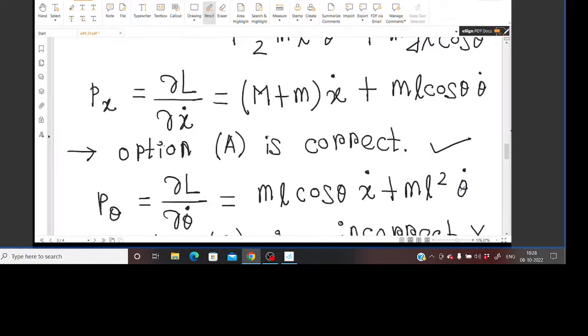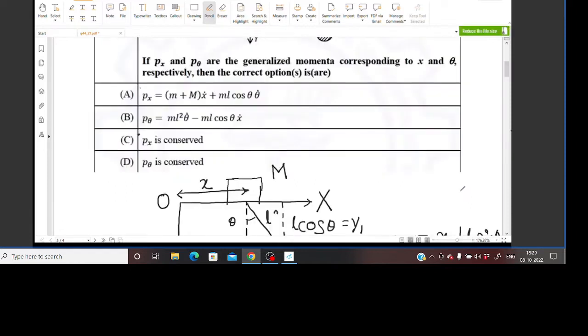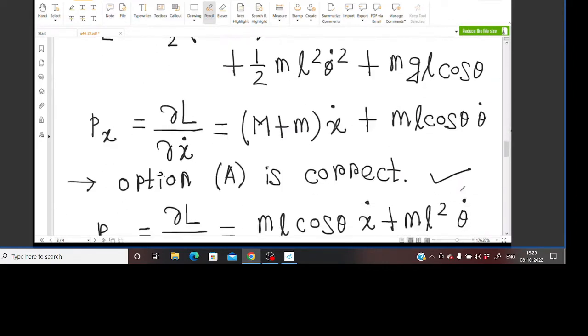The generalized momentum corresponding to theta, p theta, is equal to del L del theta dot, which is equal to small m into L into cos theta into x dot plus small m into L square into theta dot. But in option B, it is given that p theta is equal to small m into L square into theta dot minus small m into L into cos theta into x dot. So option B is not correct.